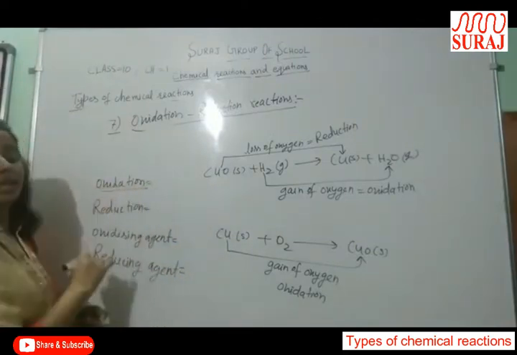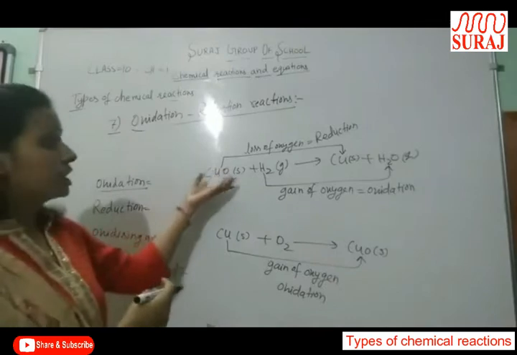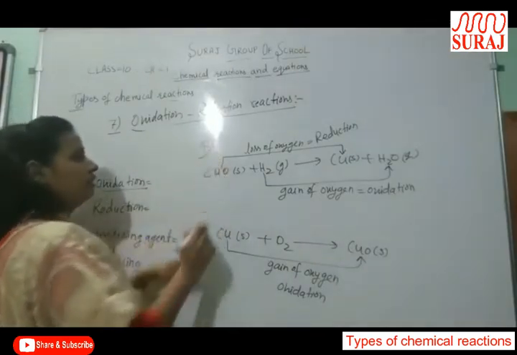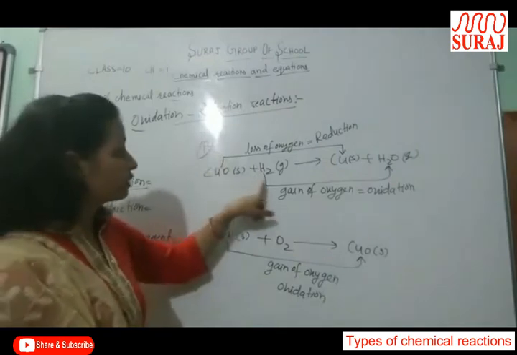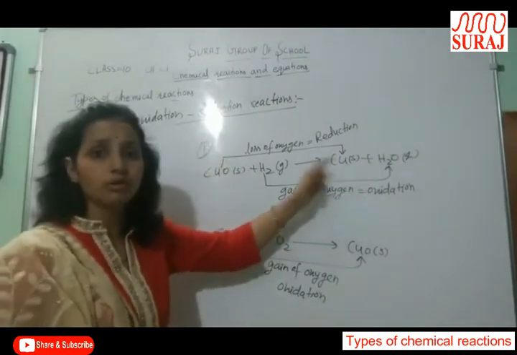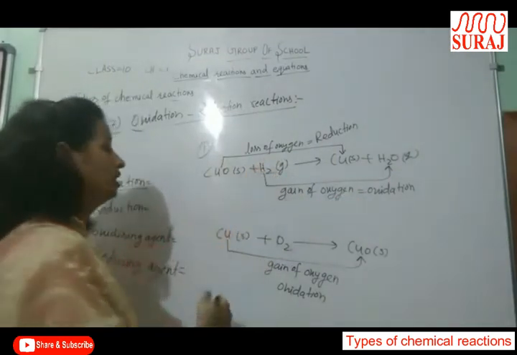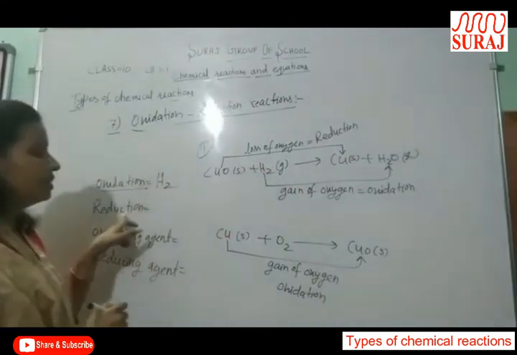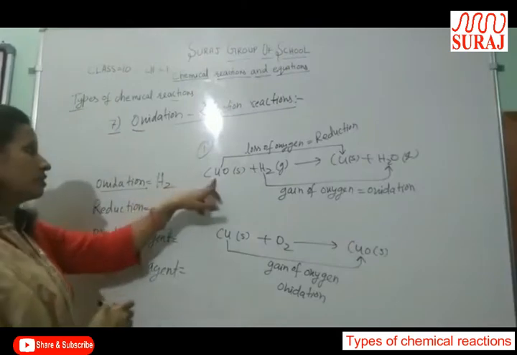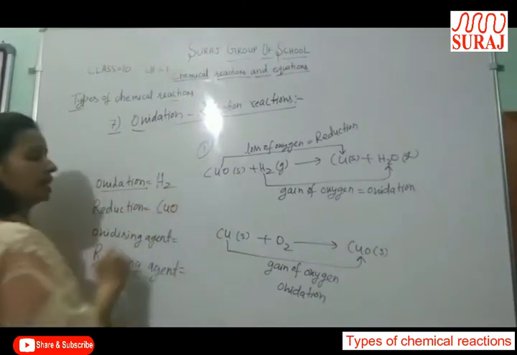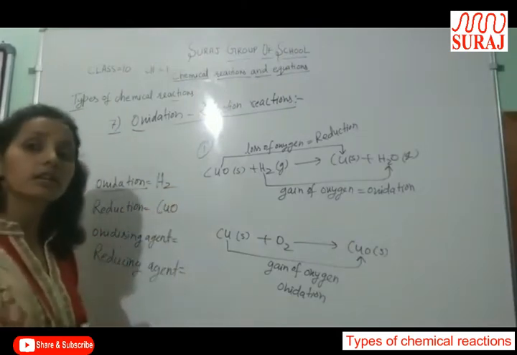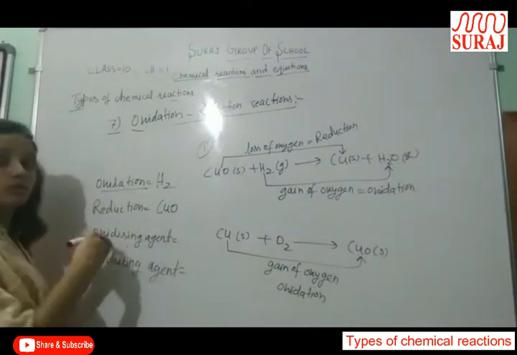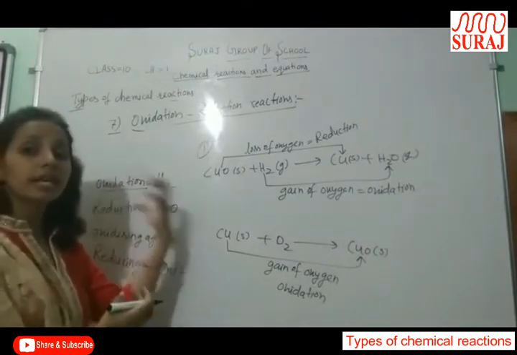Like we can say, who is oxidized in this reaction? Reaction 1, who is oxidized? Hydrogen is oxidized because oxygen is combined with hydrogen. Now which compound is reduced? Copper oxide. Copper oxide is reduced. Now which compound is the oxidizing agent?